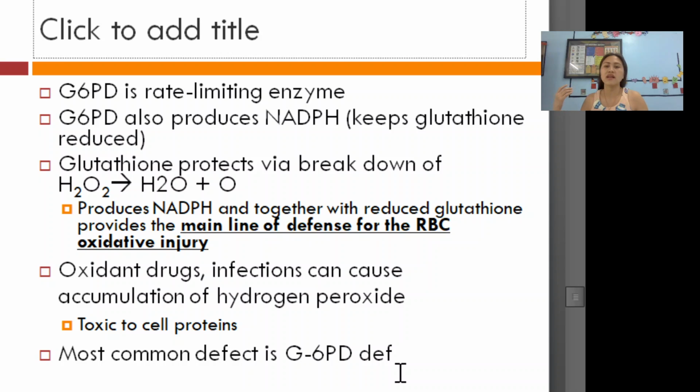Okay? Daghan kang hydrogen peroxide, especially if na mga infection na mo-produce ng hydrogen peroxide. So magkadaghan siya sa body kay wala man tay G6PD in the first place nga mo-produce og NADPH nga mo-keep sa atong glutathione sa reduced form. Nya ang reduced form sa glutathione mao man na ang mo-breakdown sa hydrogen peroxide which is toxic to our cell proteins. Okay?